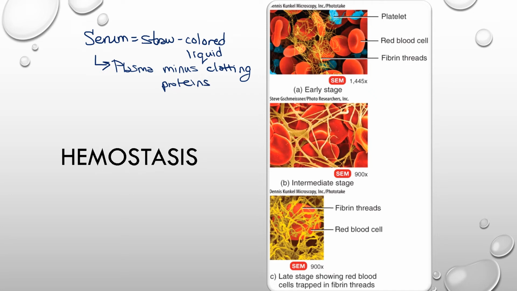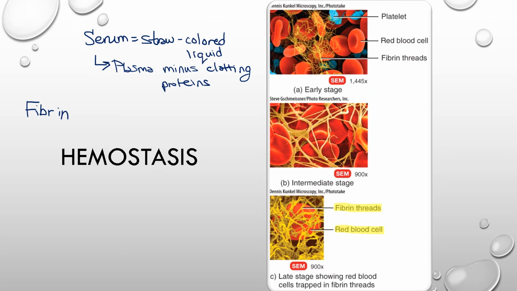So the gel part that separates from the liquid serum is going to be the blood clot. Now, a blood clot consists of a network of insoluble protein fibers called fibrin. And fibrin traps the formed elements of blood. So we can see these fibrin threads here trapping the red blood cell in this picture.